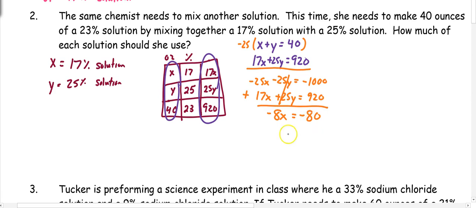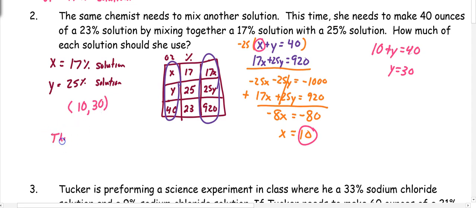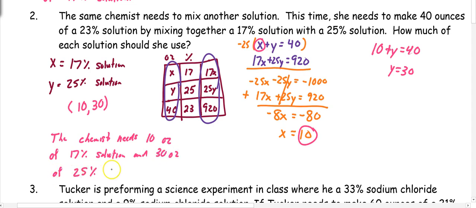To get x, I divide, and x is 10. Then I need to go back and get my other variable. So I'm going to substitute 10 in for x. I have 10 plus y equals 40, which means y is 30. So my answer would be 10, 30, which means the chemist needs 10 ounces of 17% solution and 30 ounces of 25% solution.